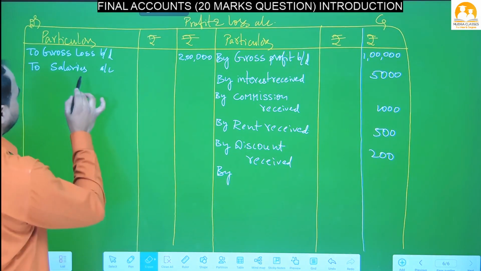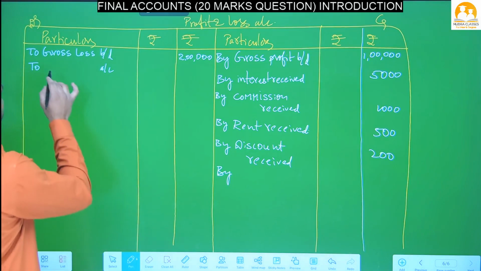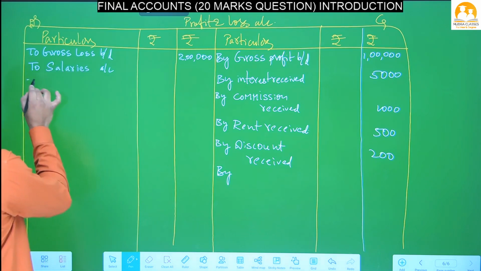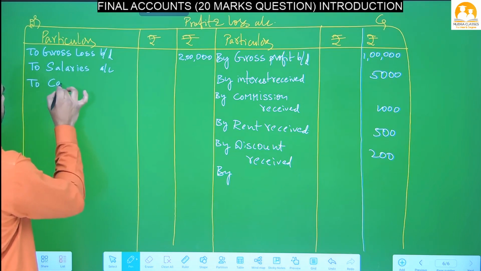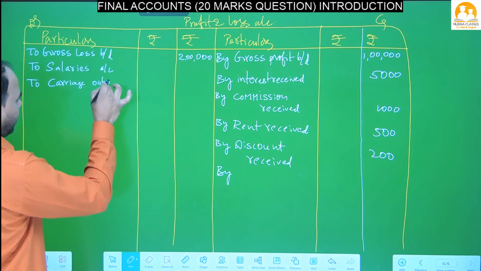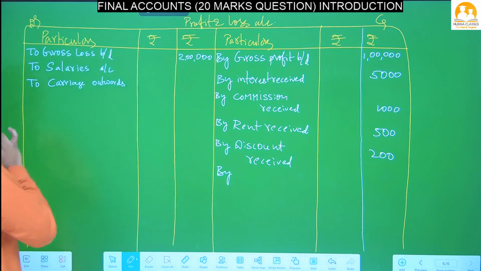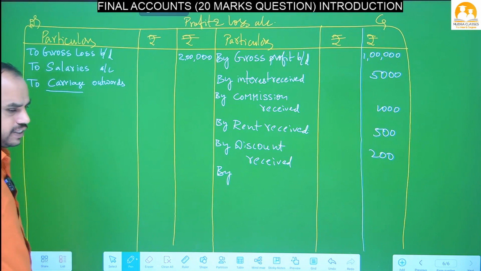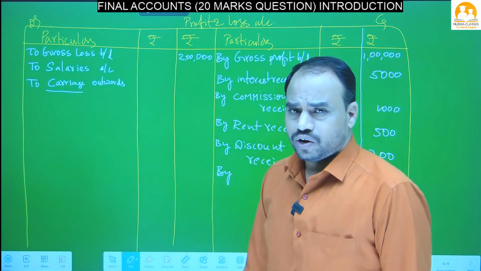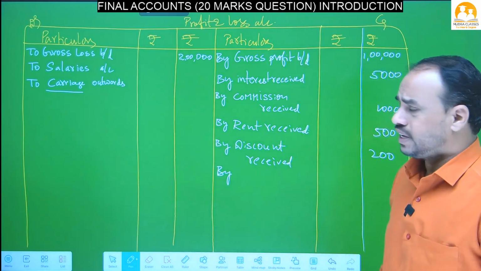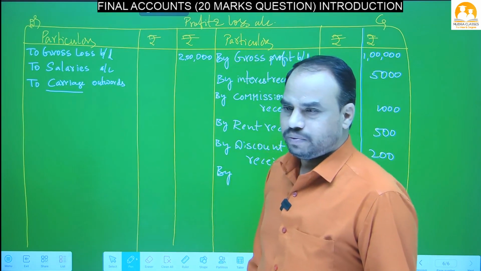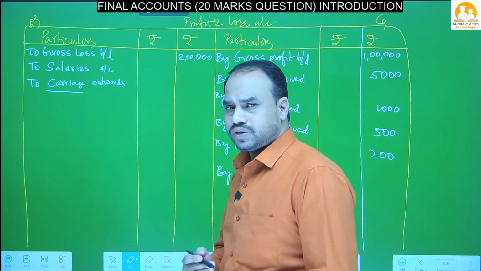Clearly I will write, for your understanding: to salaries account. These are regular items I am writing. Carriage outwards. What is the meaning of carriage? In the previous class I told you carriage means transport charges: auto expenses, DCM expenses, truck expenses. Outwards means at the time of sale. The expenses you made at the time of sale will come in the profit and loss account debit side.